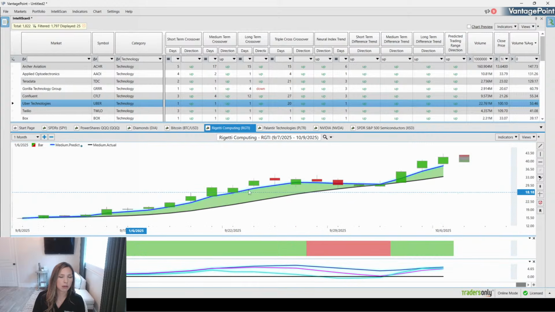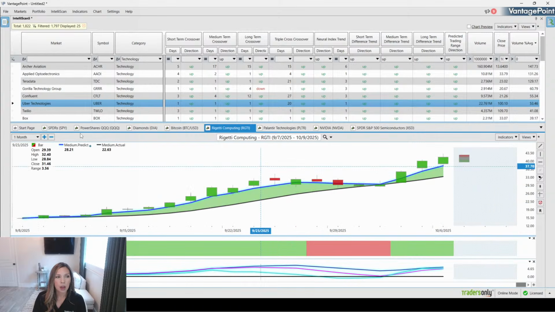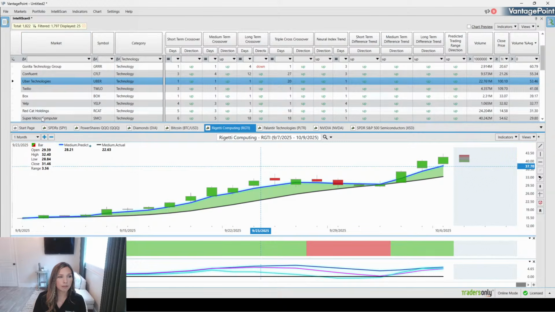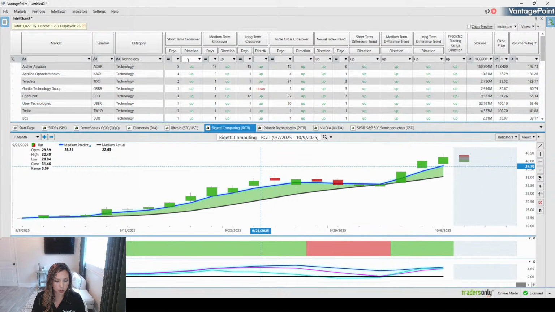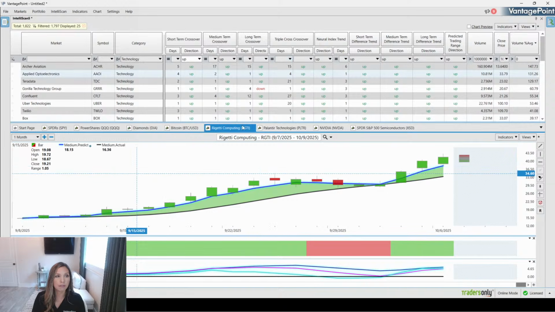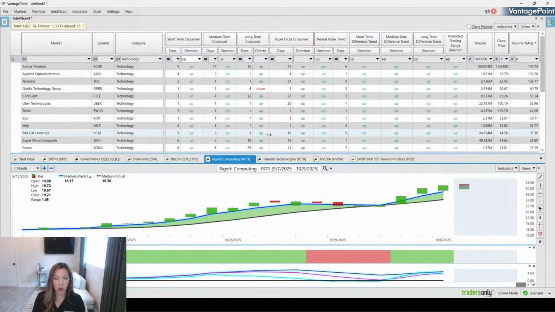I had that set at a 1 month, so we'll just jump back in. There we go. All right, so let's take a look at some of these individual assets as well. Now, you could further filter these down because 25 is still quite a few to have to look at. So maybe you want that short-term crossover set to up. All right. And if you're looking for that newer type of opportunity, then you could also set the additional indicators to filter other assets out as well, like maybe that long-term crossover.